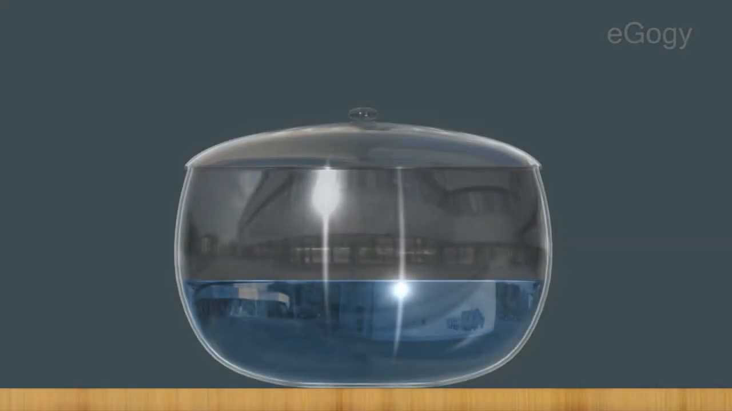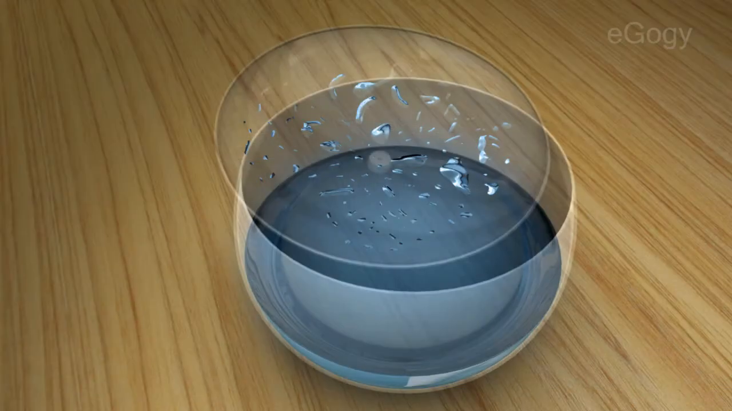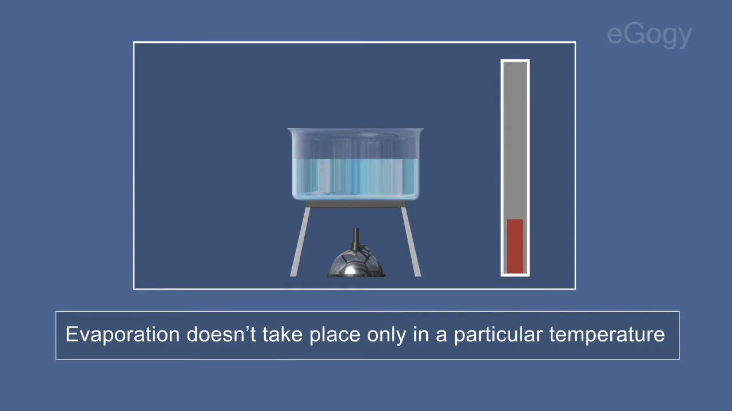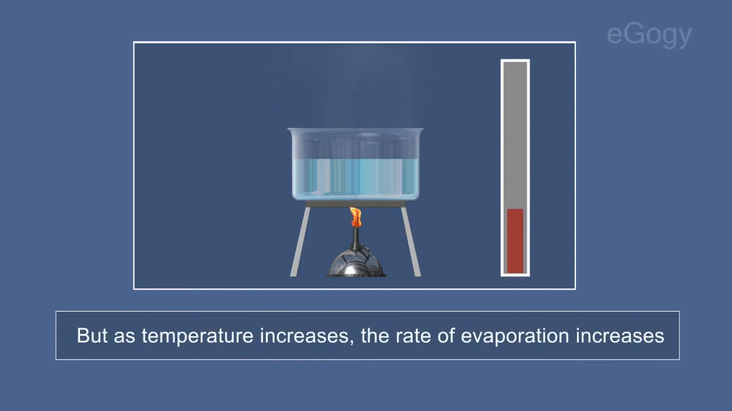Suppose we take some water in a vessel and cover it with a glass plate. If it is kept for some time like this, we can see droplets of water on the bottom of glass plates. This process is called evaporation. Evaporation does not take place only in a particular temperature. But as temperature increases, the rate of evaporation increases.